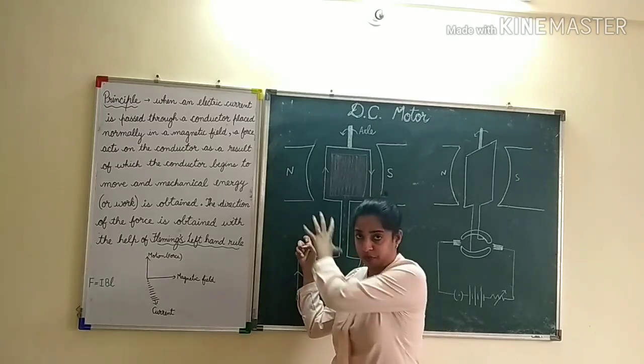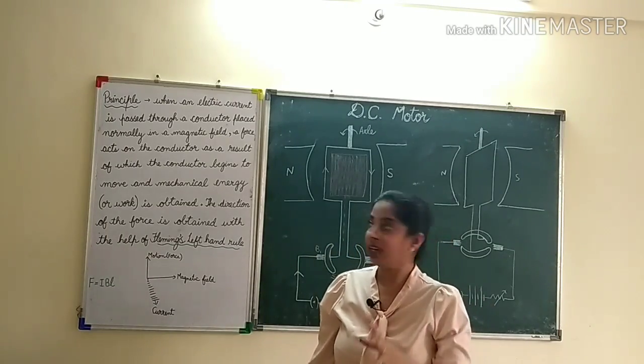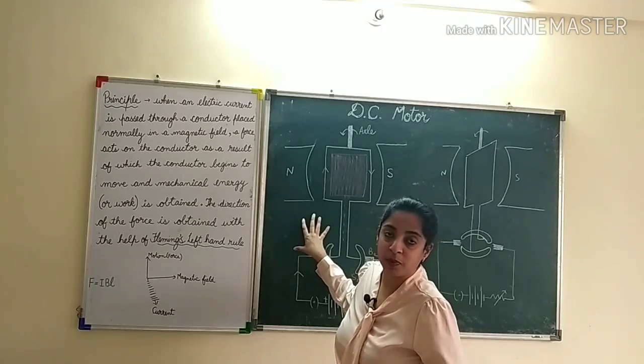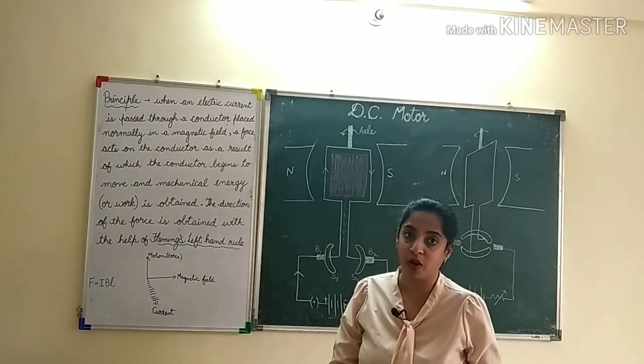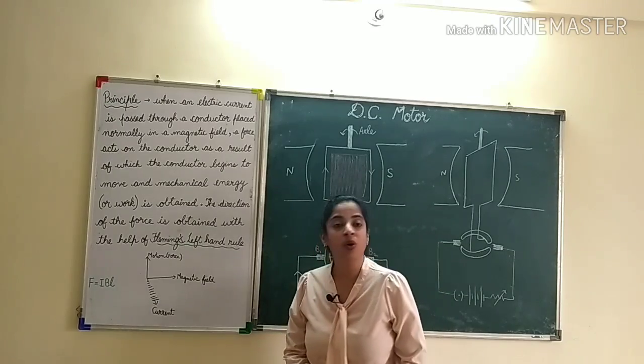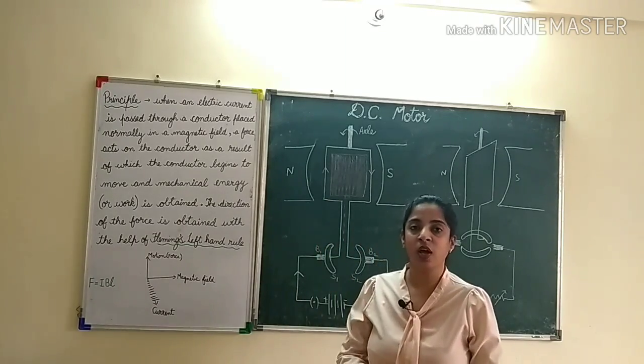From this part, a 4 marks question comes directly on the working or the principle of the DC motor, and also a 2 mark question can come on the principle of it and also on which rule is to be followed. Okay, so let's go ahead.